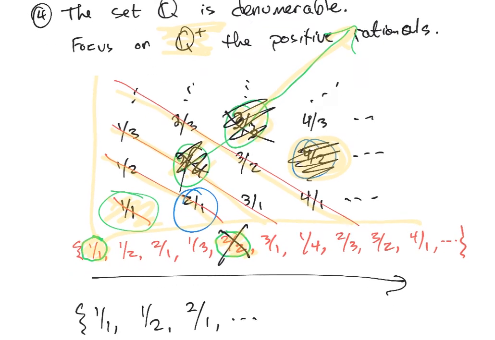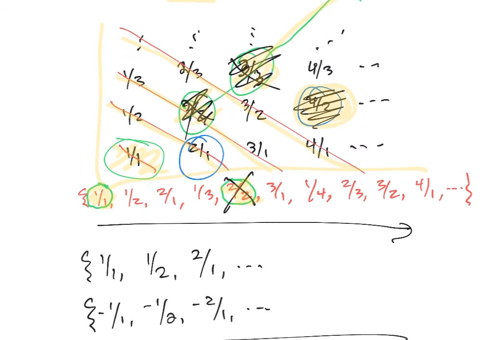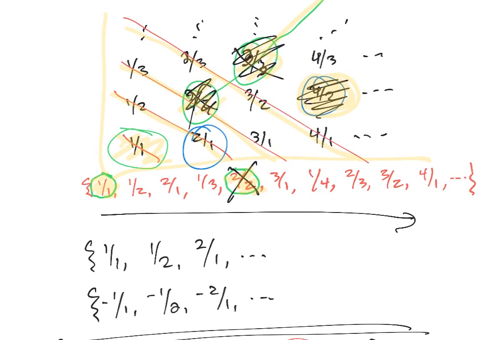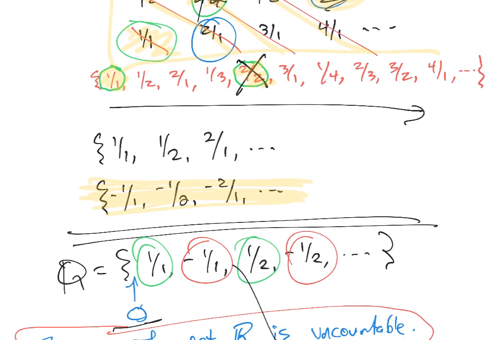Okay. Now, yes, our list will look like 1 over 1, 1 over 2, 2 over 1. Now, what about all of the rationals? Well, if the positive rationals are denumerable, then the negative rationals are denumerable too. Okay? Just put negative signs out in front of the positive rationals and use your same list. Okay. So now what can we do for all the rationals? Well, we interleave the positives and the negatives. So maybe the evens map to the positives and the odds map to the negatives or something.